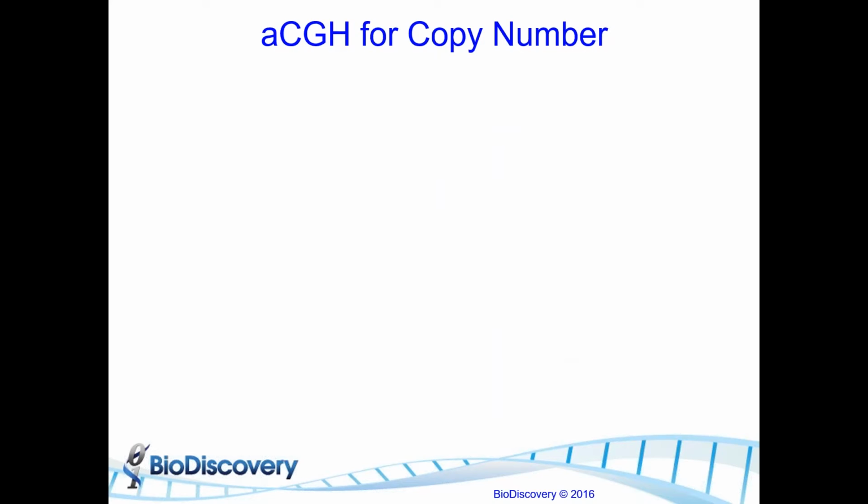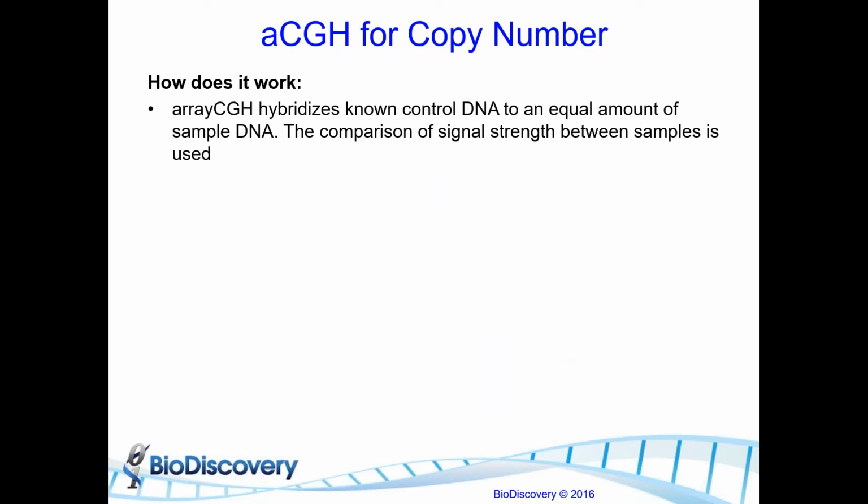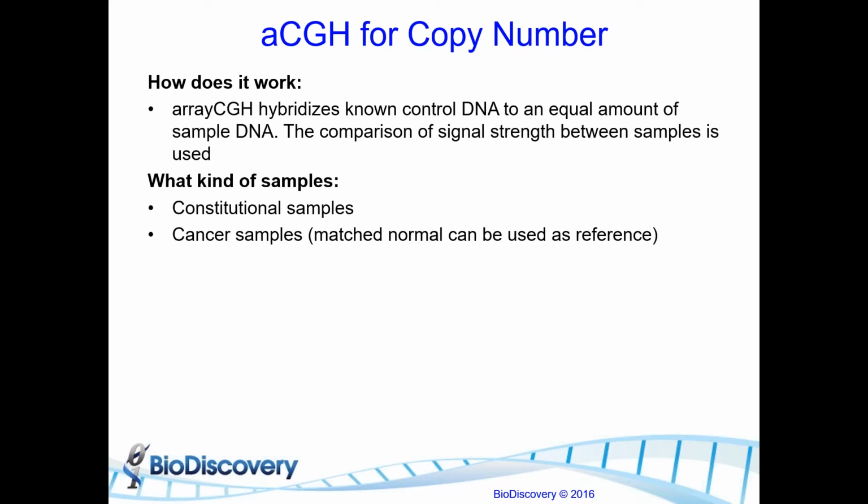We can also use Array CGH for copy number. Array CGH works by hybridizing a known control DNA to an equal amount of sample DNA, and the comparison of the signal strength is what we use to determine copy number. We can run cancer samples or constitutional samples. For either sample set, we can use either a commercially purchased known DNA, or we can use a normal reference from within our own set. For cancer samples, sometimes we will use a matched normal for that individual person as a reference, but we can use commercial DNA here as well.